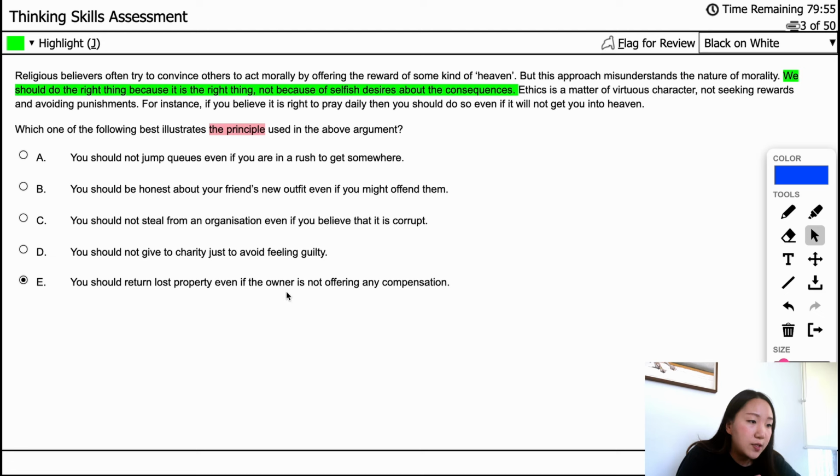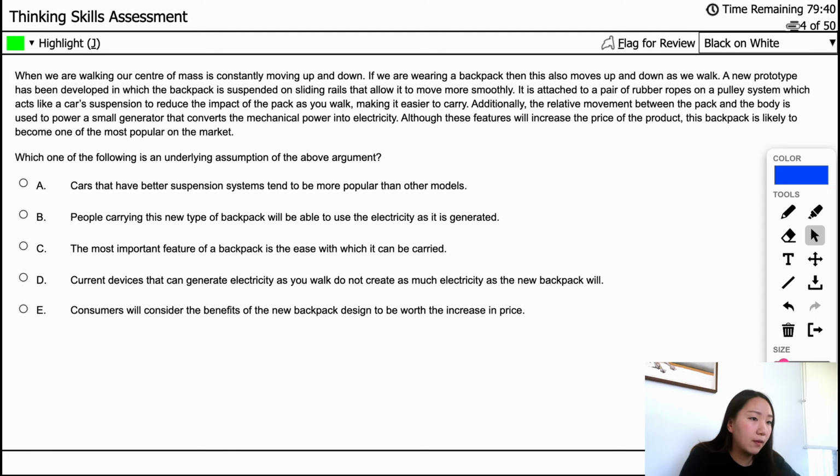You should return lost property even if the owner is not offering any compensation. There we go, that fits, because the right thing to do is return that lost property to the owner. There is no kind of benefit for you from doing that, but you should do it anyway just because it's right. Okay, an assumption question now.